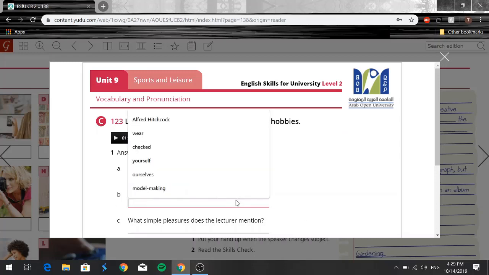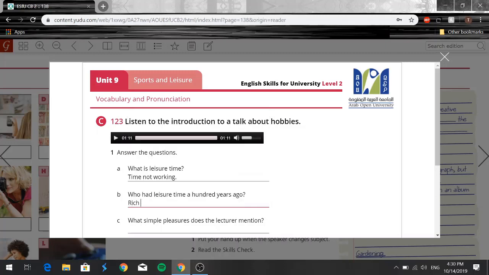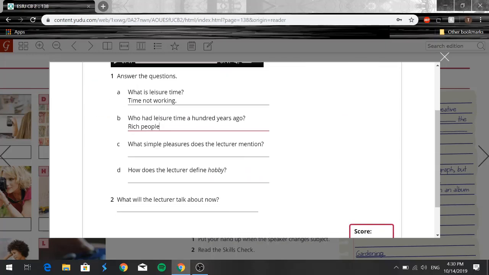B, who had leisure time 100 years ago? Well, I think it was rich people, actually. So rich people were the ones that had leisure time 100 years ago, compared to the ordinary people that had to work very long hours to provide and support their families, right?